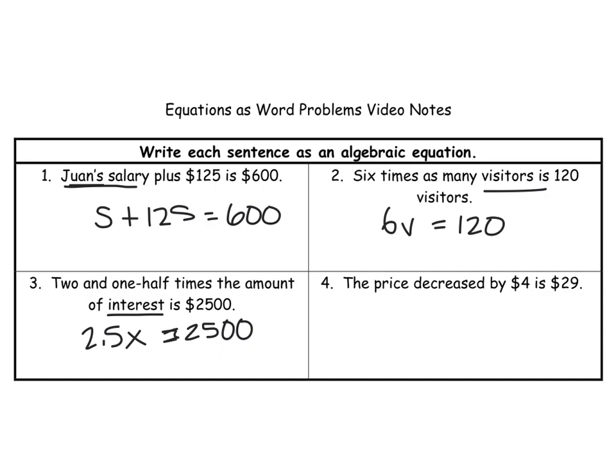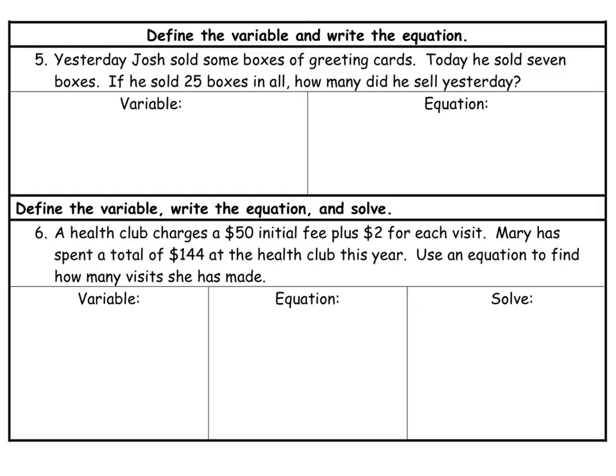And number 4 says the price decreased by 4 is 29. So we don't know the price. We'll call that P. It's going to be decreased by 4 is $29. So a lot of these times you can read them literally to figure out what operations and where to put the equal sign. So let's look at these two equations and how to set them up.